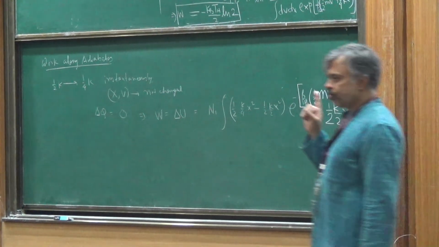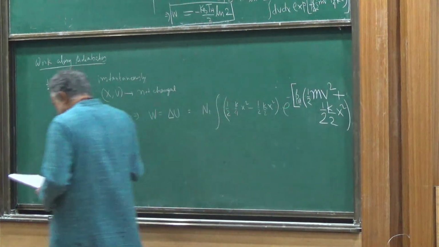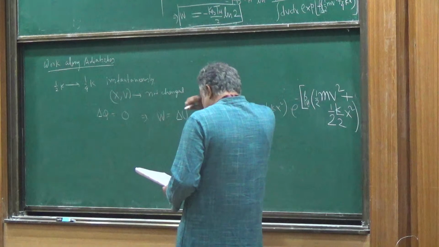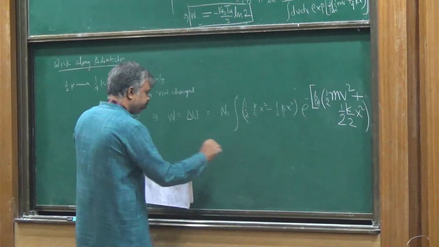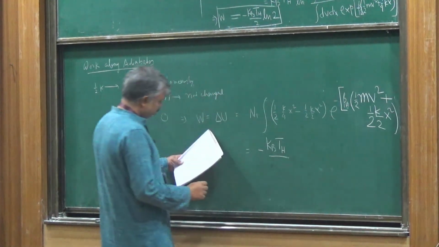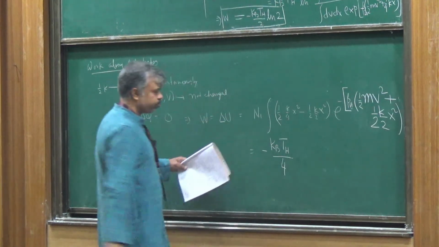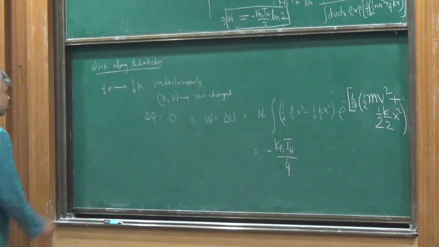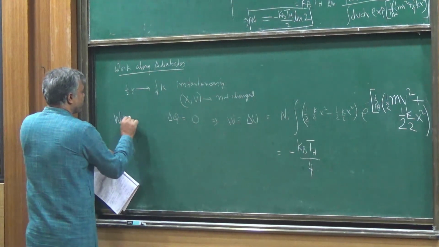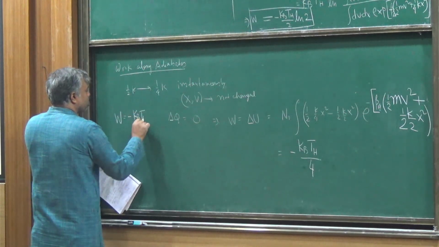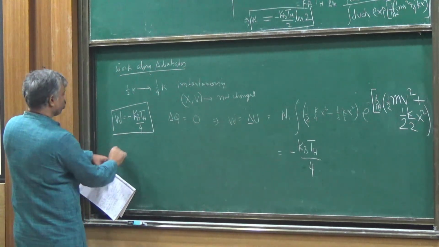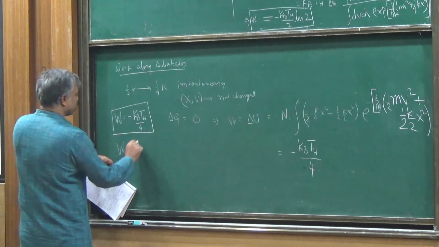Correct? This again, a Gaussian integral you can do. This N1 is the normalization. If you do it, then what you will get is this minus, a very simple answer, kB T_H by 4. So this is your adiabatic expansion work done. So W is minus kB T_H by 4. Then I am just quoting the results here.